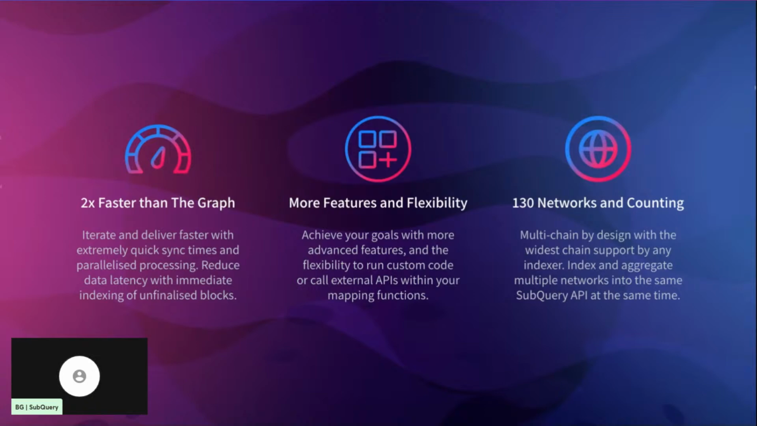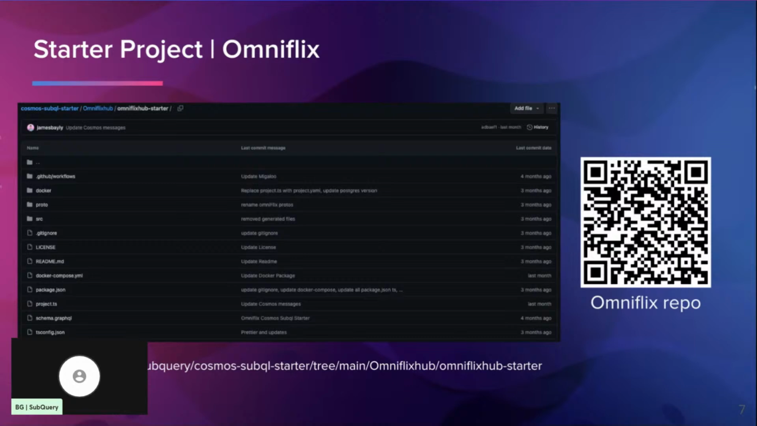Then again, it's really fast. I guess SubQuery is usually compared to The Graph. So just judging by the indexing performance benchmarks, SubQuery is 2 times faster. It's more feature-rich. It supports multi-chain indexing, simple launching from Docker, and a lot of networks.